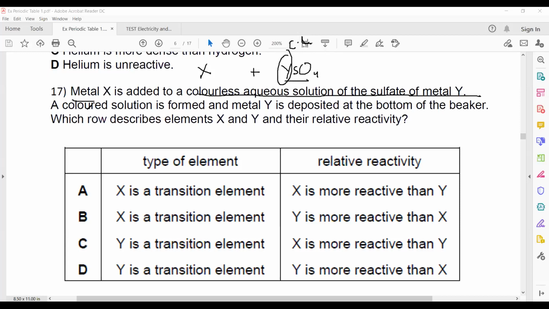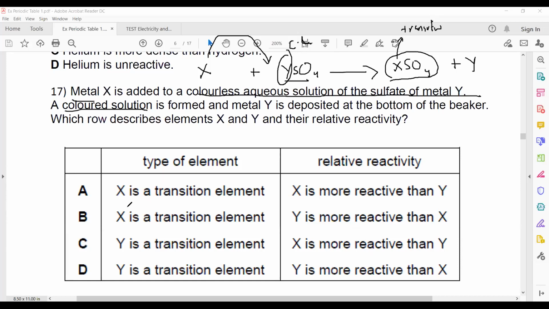Now, what happened? A colored solution is formed and metal Y is deposited. So basically, X is more reactive, so X will displace Y, and it will form X sulfate plus Y. And when it forms X sulfate, you can see it forms a colored solution. So whenever a solution is colored, the metal present in the solution should be a transition element, because transition elements have a tendency to form colored compounds.